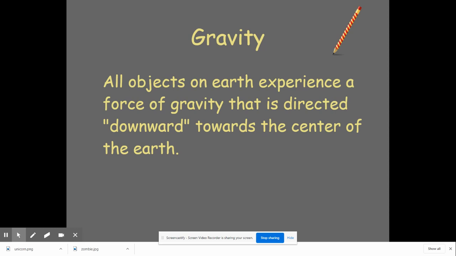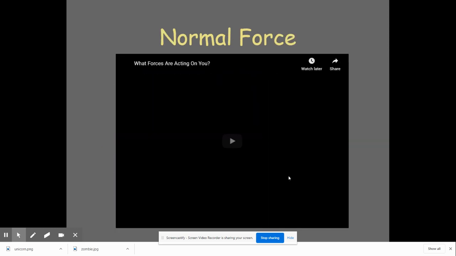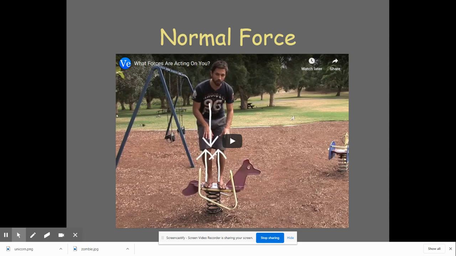If I'm going to draw a vector to represent gravity on an object, I'm just going to draw the vector in what we would call down. This is another type of force. Now, this is called the normal force.